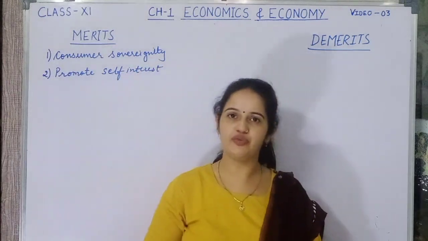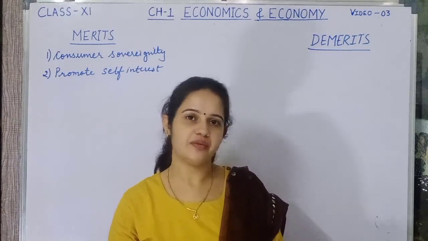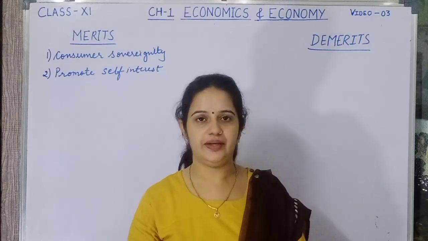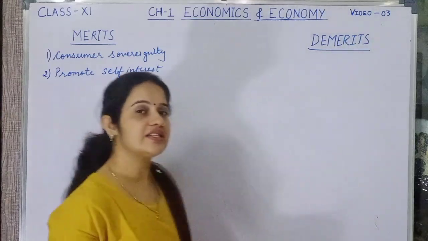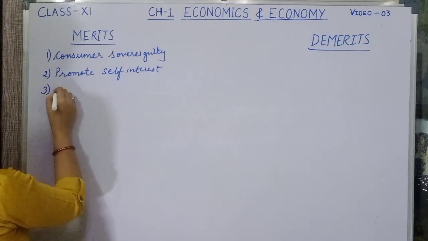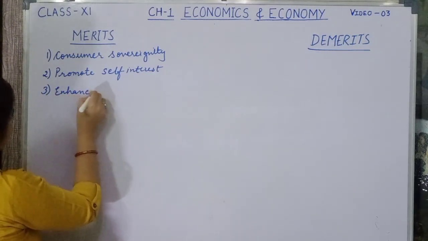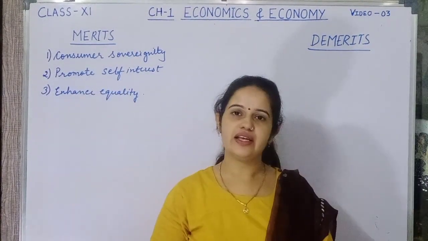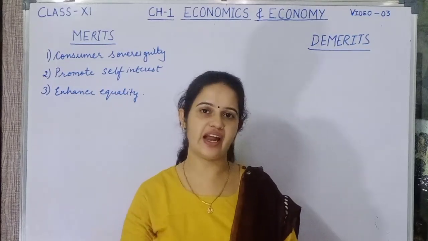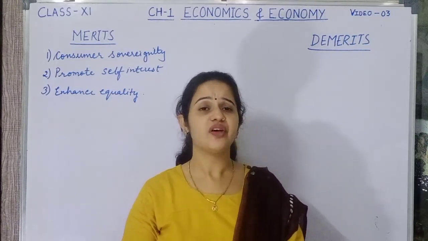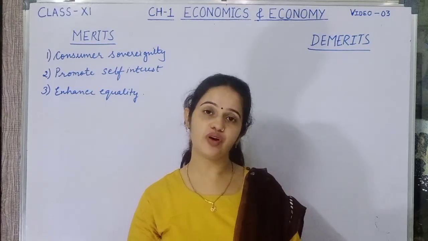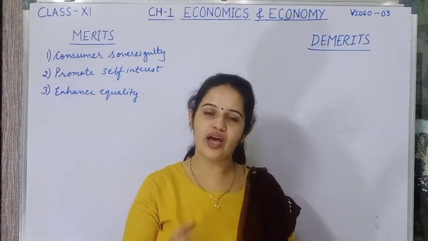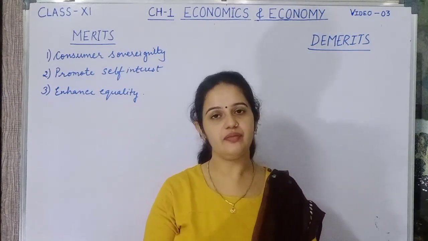Second merit is promote self-interest. Private individuals will have more interest because they are able to take their decisions on their own properly. Next merit is enhance equality. Equality and social justice are enhanced in mixed economy because we are producing goods and services for both sections, the poor one and the richer one.